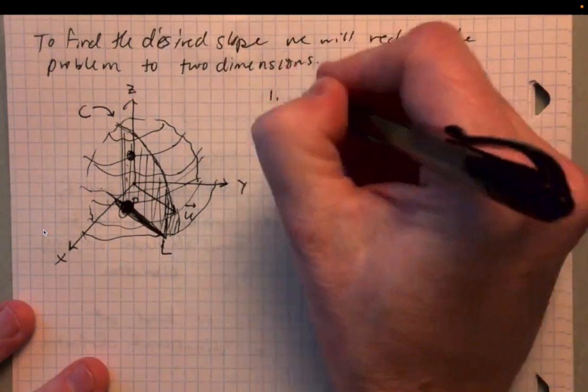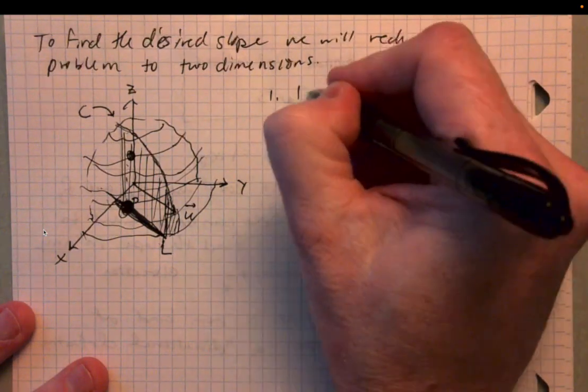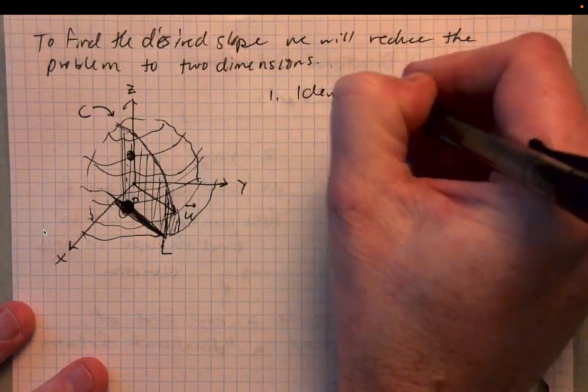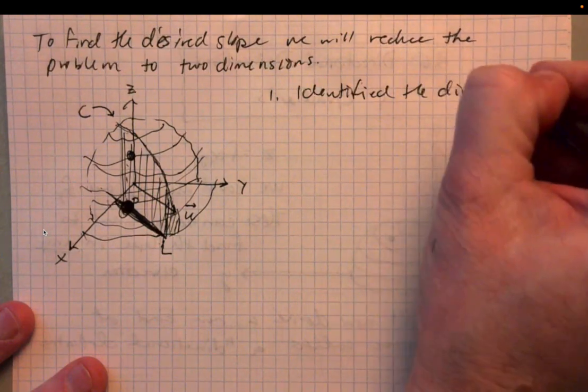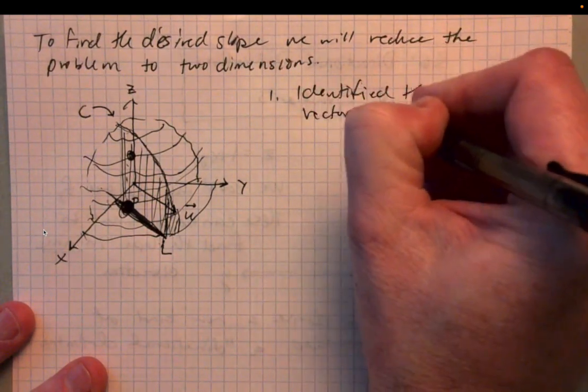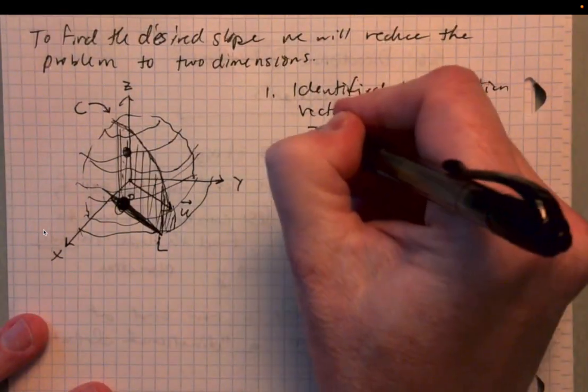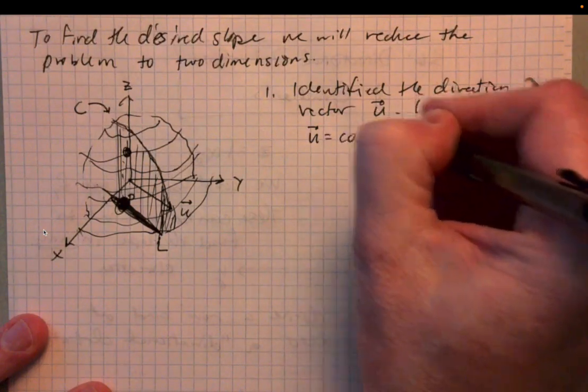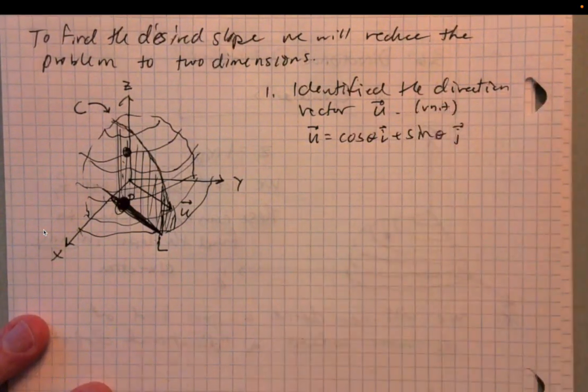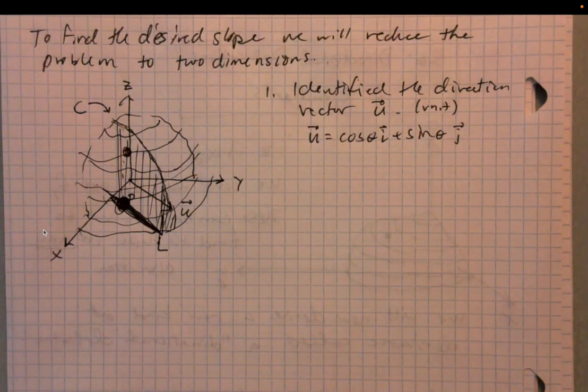Okay, so let's talk this through. The first thing we did was identify the direction vector u. This is a unit vector, very important. We said that u is equal to cos theta i plus sine theta j. This is the direction we're interested in for the slope. The slope can be different things depending on which direction, and this is the direction of interest.